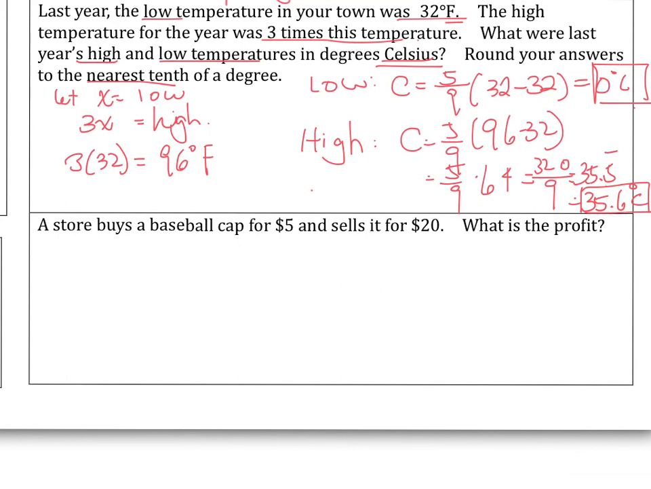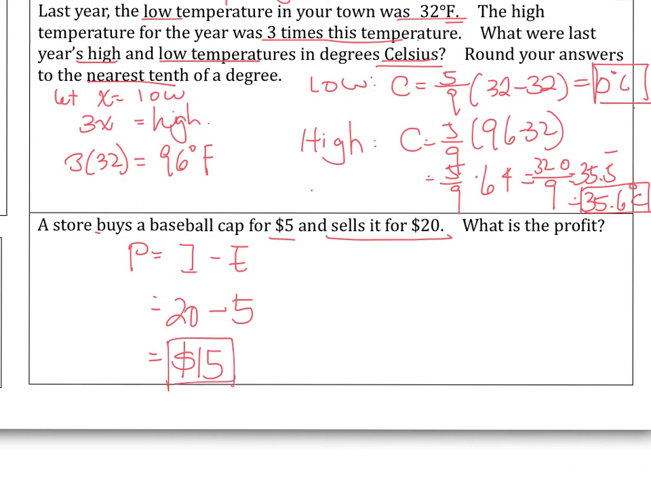Okay, and lastly, a store buys a baseball cap for $5 and sells it for $20. What is the profit? So according to the formula in the chart, profit equals income minus expense. So your income is $20 because you sold it for $20. And the store bought it for $5. So 20 minus 5 is $15. So this is pretty easy. You just need to learn how to apply the profit formula.